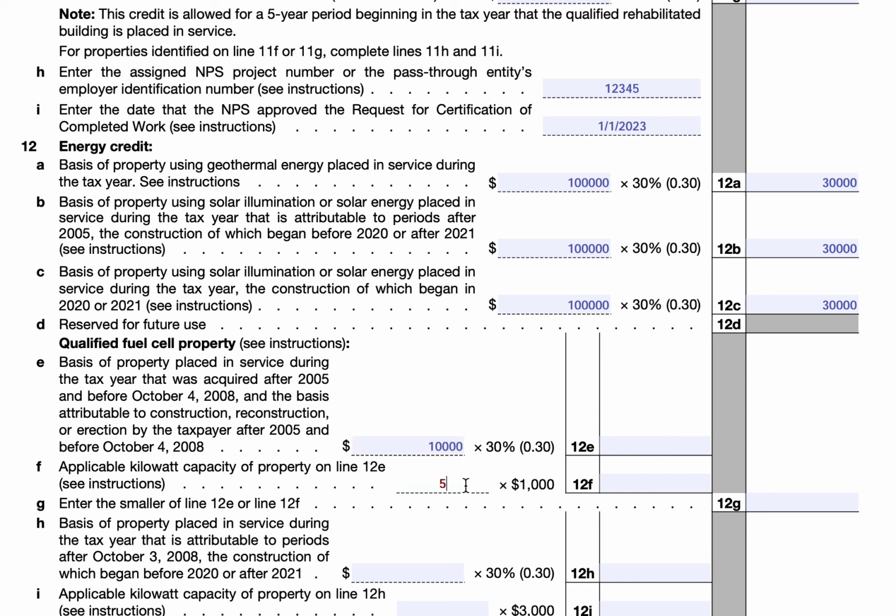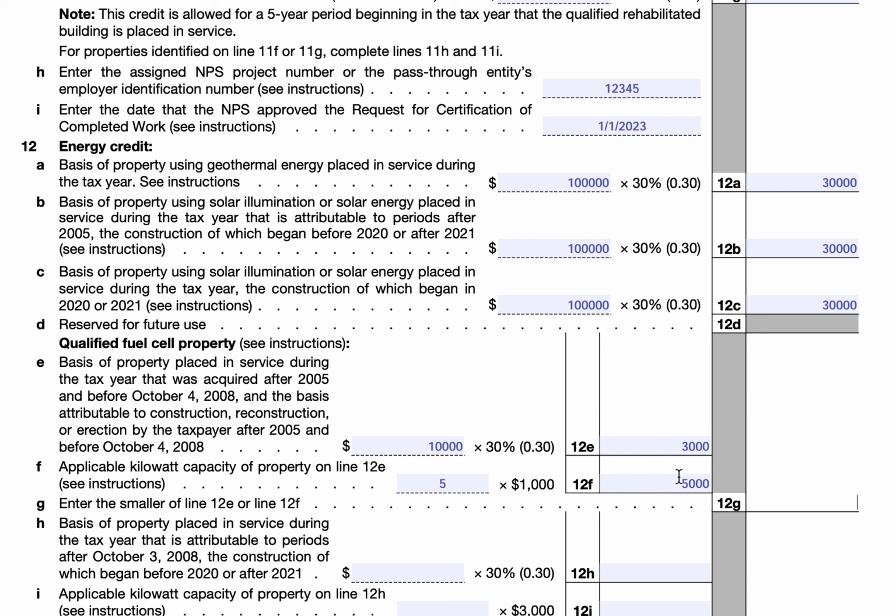Let's just say 5 kilowatts. You would put 5,000 over here, right? And then based on the size of the kilowatt output or the percentage, you would take the smaller of the two and that's your applicable tax credit.